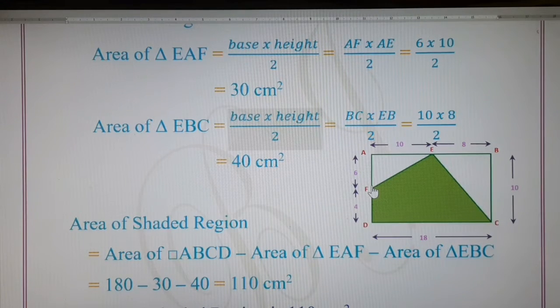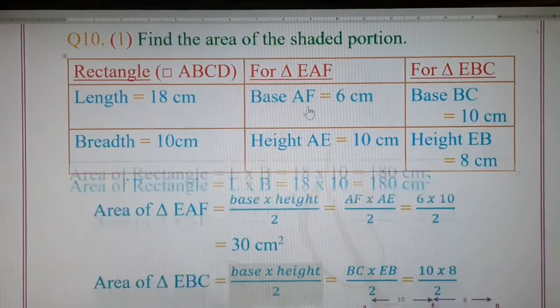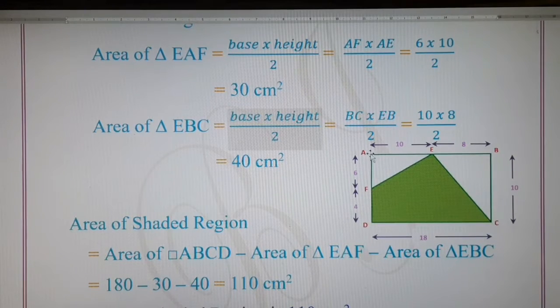Now what children we have to remember is, the base and the height should always form a 90-degree angle between each other. So if we take AE as the base, then the length of the base AE will be 10 centimeter. And if we take AF as the height, then its length will be 6 centimeter. Or we can take the other way around. We can take AF as the base, that is 6 centimeter, and we can take AE as the height, and that will be 10 centimeter.